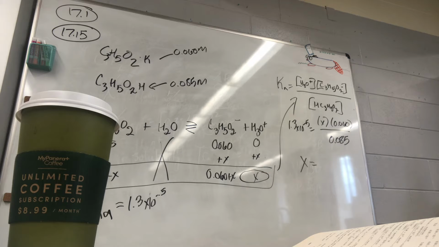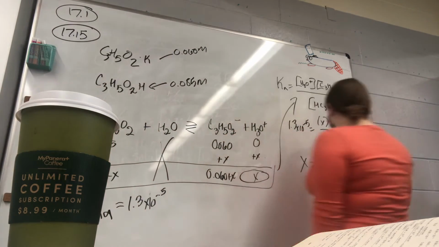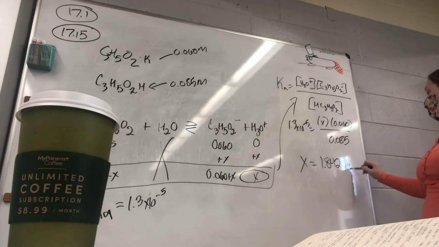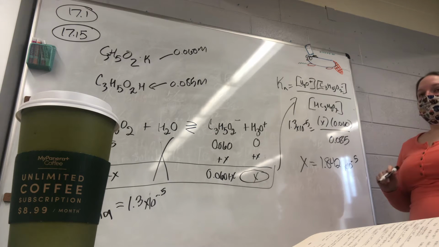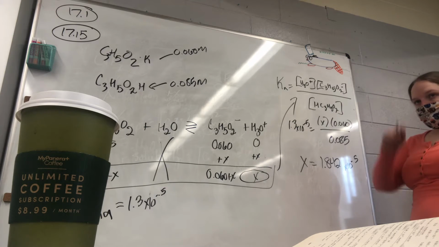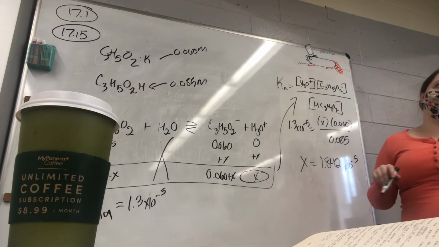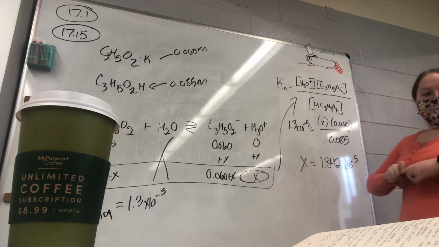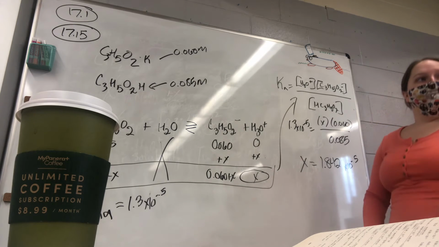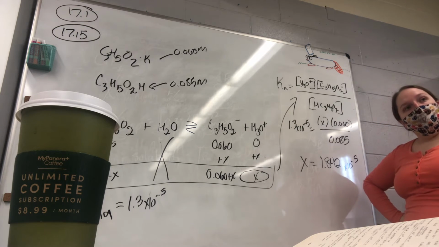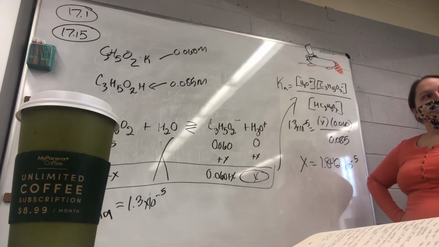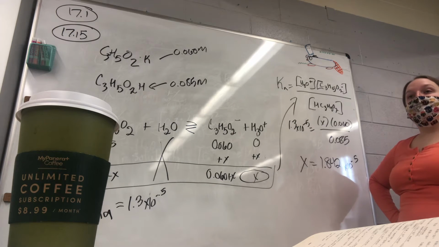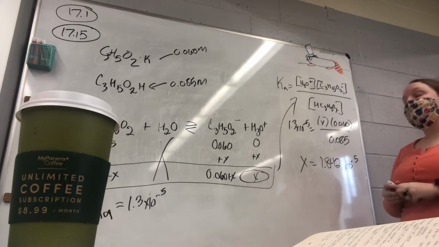All right, Patrick, what number did you get? I got 1.842 times 10 to the negative 5. Caitlin, what'd you get? Emily? I got the same thing. Gavin? I got the same thing. Okay, that's all I care about. What was the question? Oh, pH. What is the pH? What do I do with this number? Take the negative log.